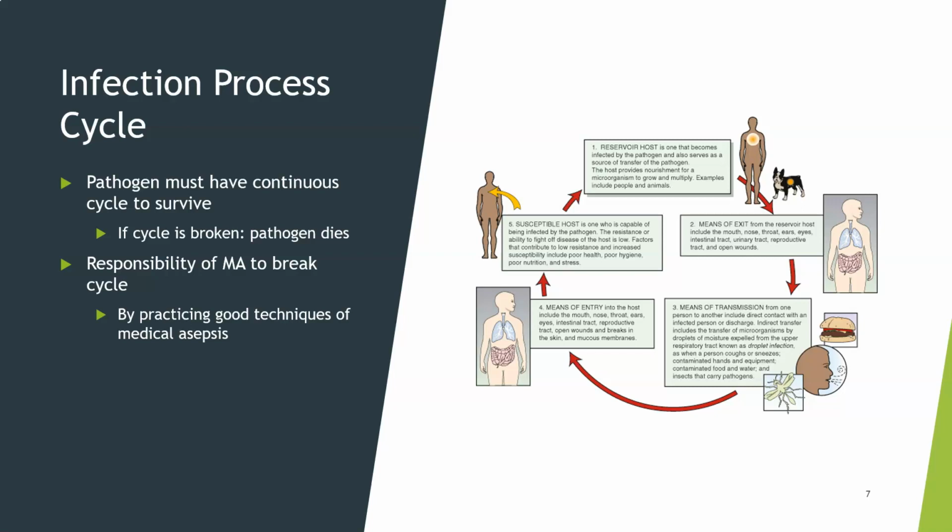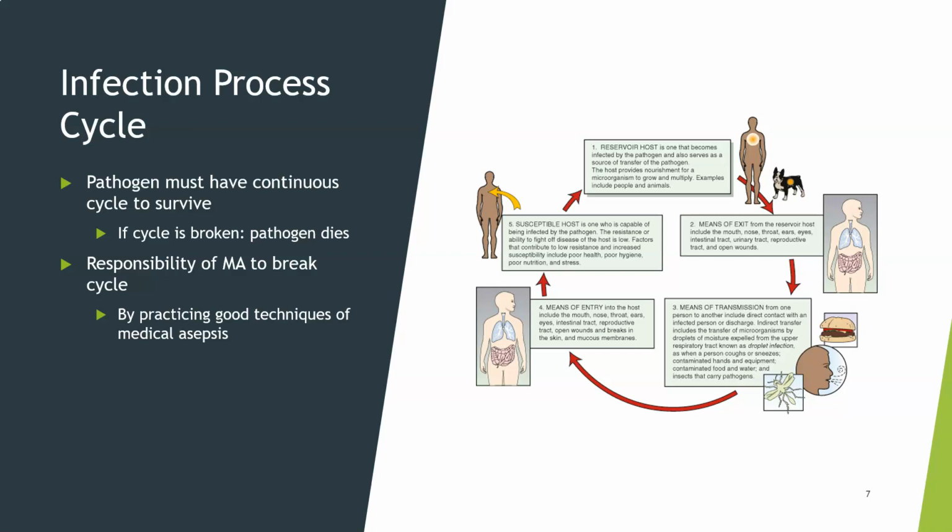After that, there has to be a means of entry. In order for the pathogen to continue to grow, it only has the ability to live outside of the human body or outside of the host for a certain period of time before those different characteristics that are required for growth are no longer possible. And so it needs to enter the susceptible host, which is number 5 with that. So means of entry, it actually has to get into the human body.